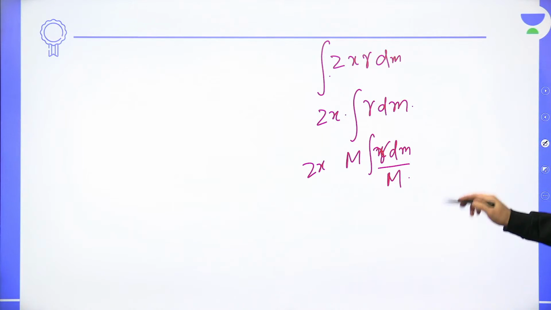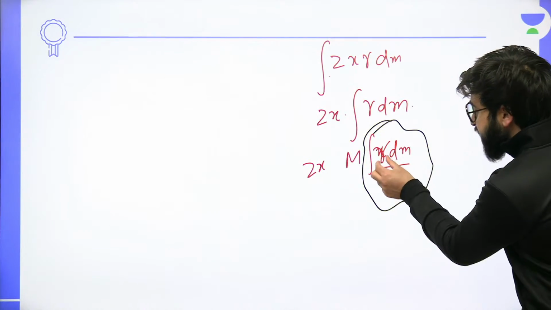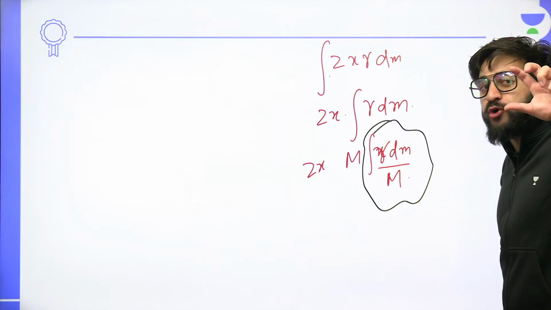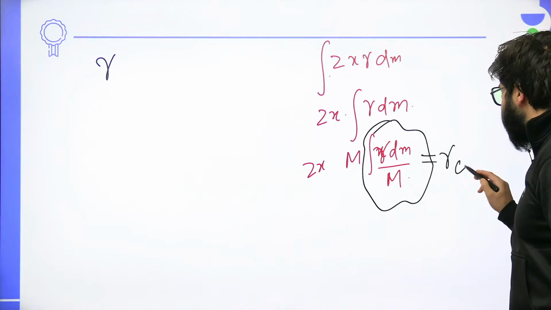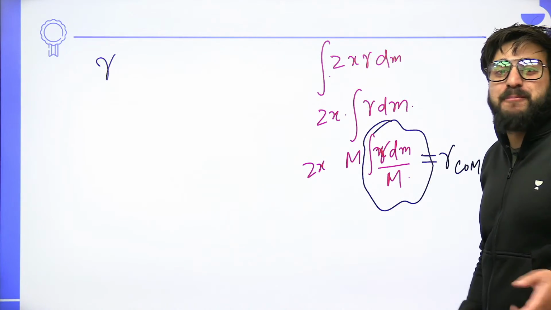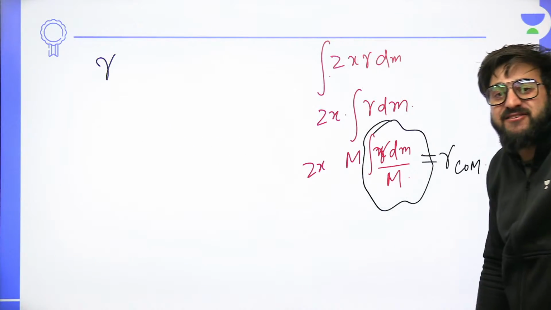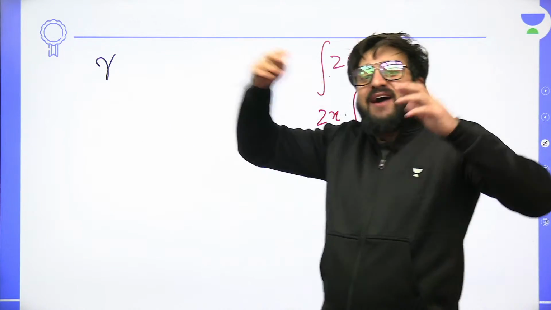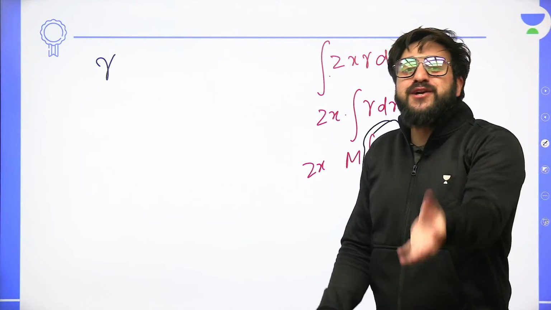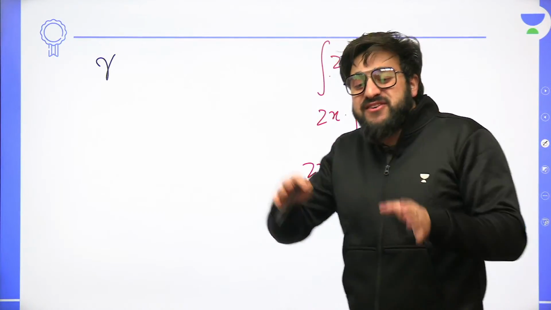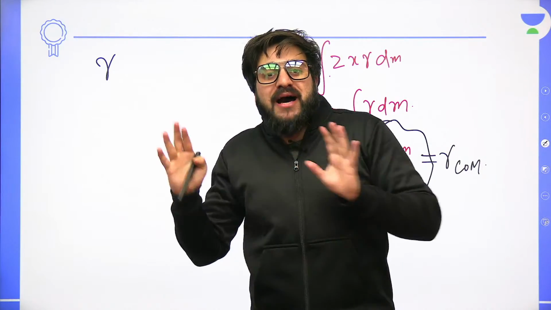Listen to me very carefully. Can you tell me what this is? This is the integration of rdm divided by the total mass M. You'll say, sir, this is nothing but rcom, that is the coordinates of the center of mass in a continuous body. In the discrete case, what did we do? That is m1 r1 plus m2 r2. If we have a number of discrete masses and we have to find the coordinate of the center of mass, we use m1 r1 plus m2 r2 plus m3 r3 upon the total mass M. Understand?